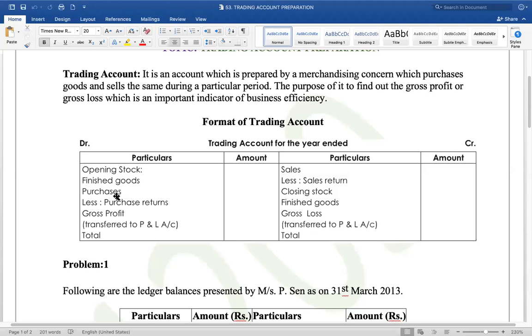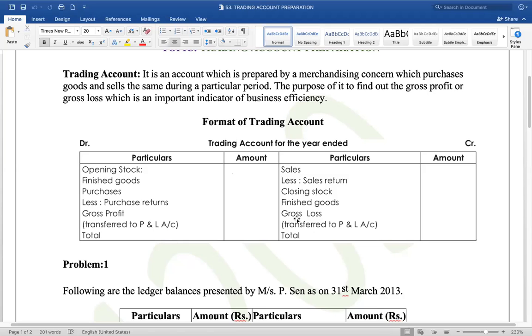From these purchases, deduct anything you're returning, defective or excess lot received. So what you get is net purchases, right? Then on the credit side, you take sales and deduct sales returns, then you get net sales, and take the closing stock also. Okay, that's it. That's all the items on the right side, debit side and credit side.